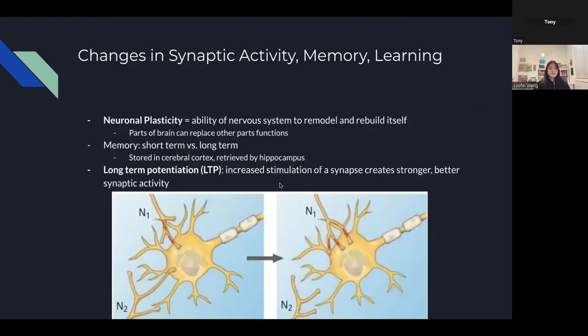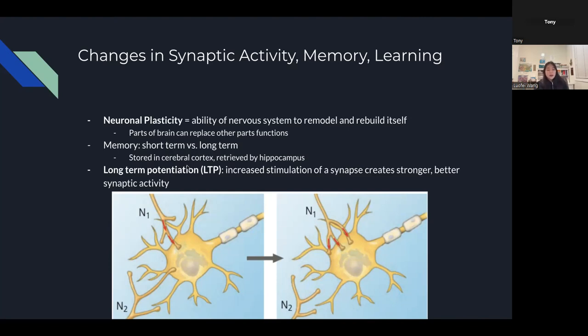Okay. So changes in synaptic activity will help with memory and learning. Neurons have a property called neuroplasticity, which is the ability of nervous systems to remodel and rebuild itself after damage. So certain parts of the brain can replace other parts' functions. When a little child must have part of their brain removed for whatever reason, like a non-vital part of the brain, for example in the frontal lobe, maybe other parts of the brain can take over and do the functions of part of the frontal lobe properly.